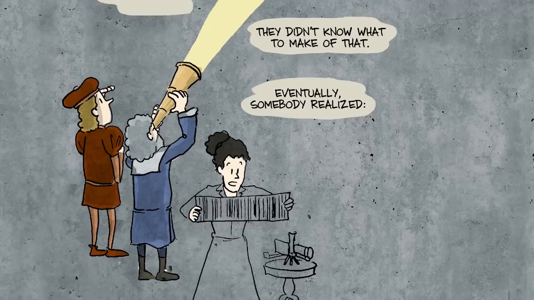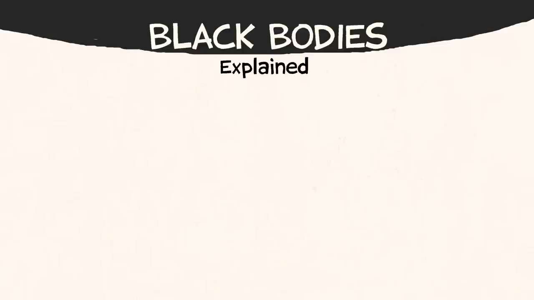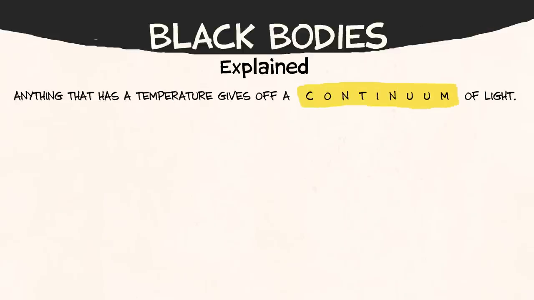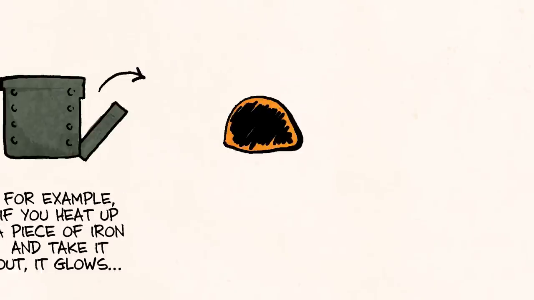Eventually, somebody realized, wait a second, we're looking at black bodies. Yeah. Stars are black bodies. So anything that has a temperature gives off a continuum of light. This is actually what happens if you put a piece of iron into a fire. And then you take that iron out, it glows.